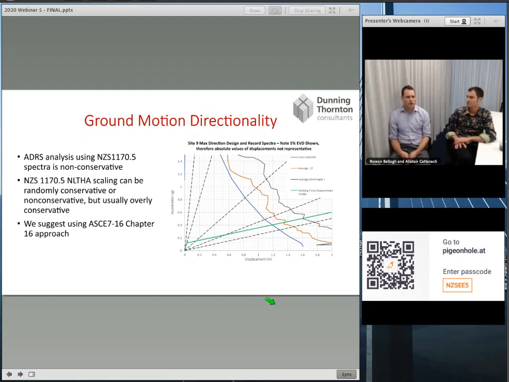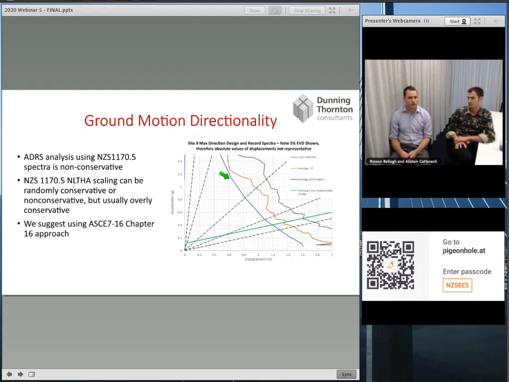The problem is that you're scaling SA larger to SA larger, and the ratio of your ROT 100 to your SA larger for your earthquakes within your suite is not always the same as average, so you can be randomly either quite conservative or quite non-conservative. And in this chart here, this is the earthquake suite that we got from another consultant. As you can see, because they've used the 1170 scaling, the displacement that you'll get in this graph is quite considerably more than what you get just using the design spectra, and that's because of this randomness of directionality of the earthquakes.